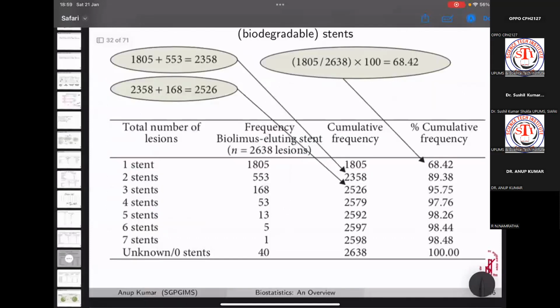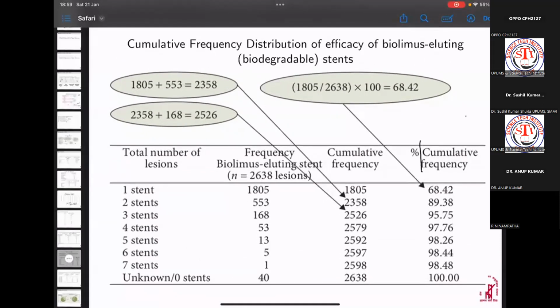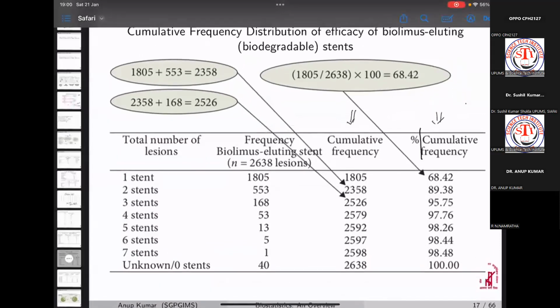Now, you can also write down the cumulative frequency. This column is the cumulative frequency, and then the percentage cumulative frequency. Some people also present it like this.